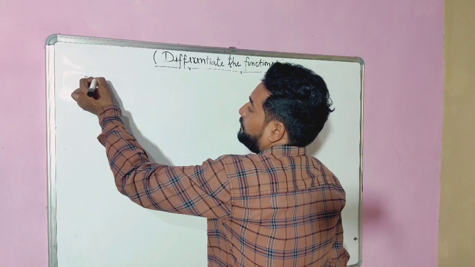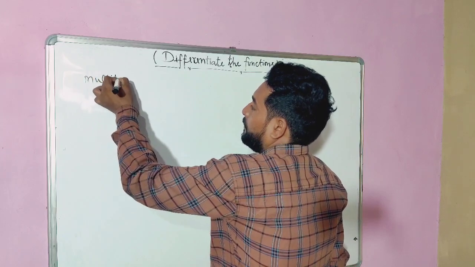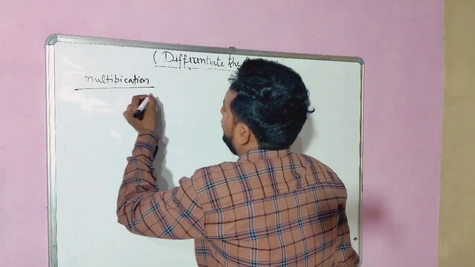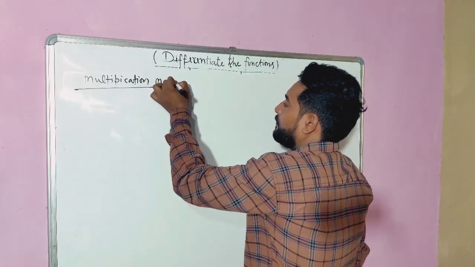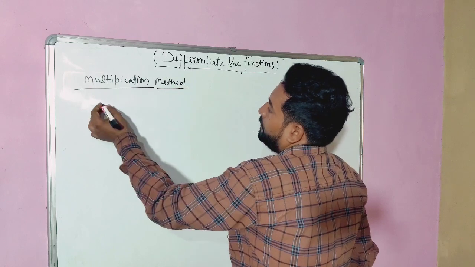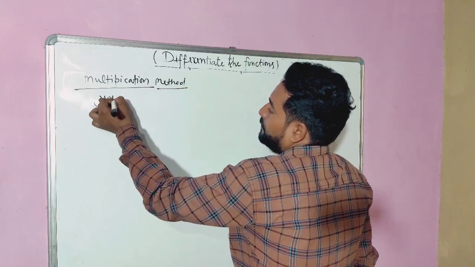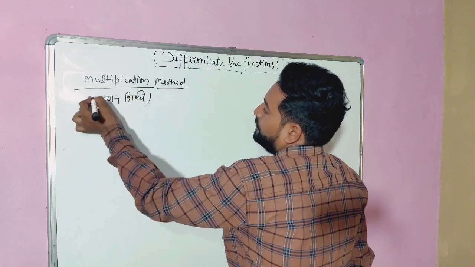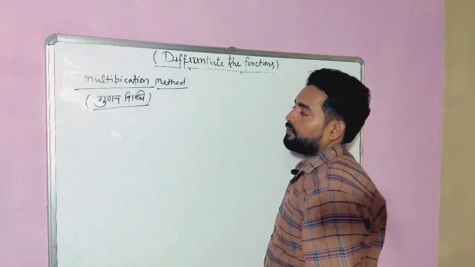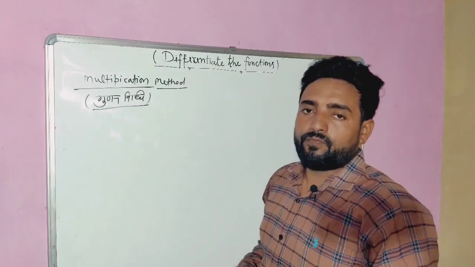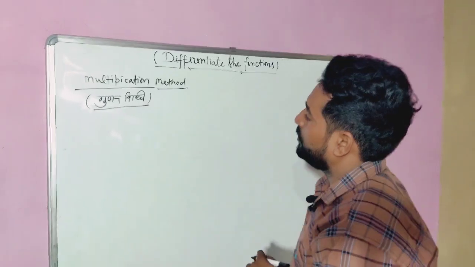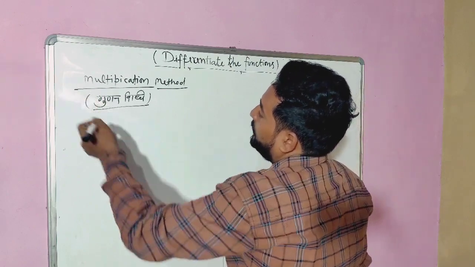Multiplication method. In Hindi we say गुणन विधि. When two terms are given in multiplication, we use this formula, the multiplication method.